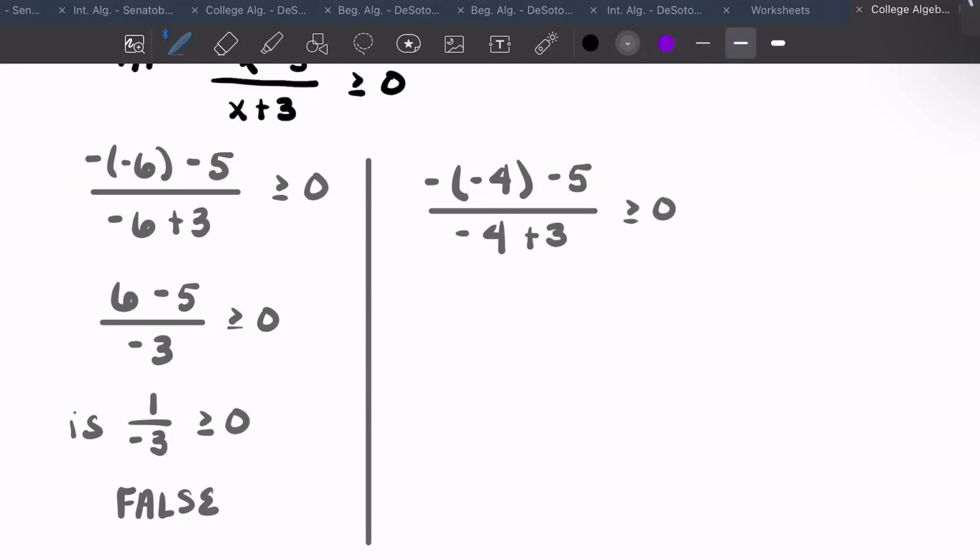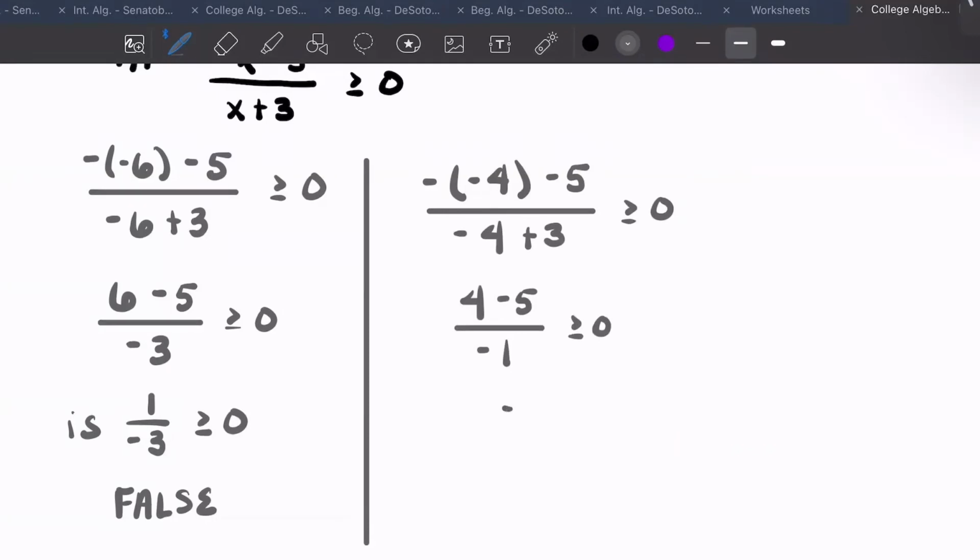Okay. So we get 4 minus 5 over -1. So that gives us -1 over -1. So is 1 greater than or equal to 0? Yep.